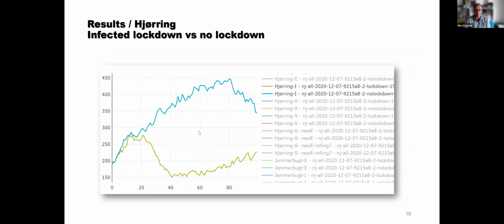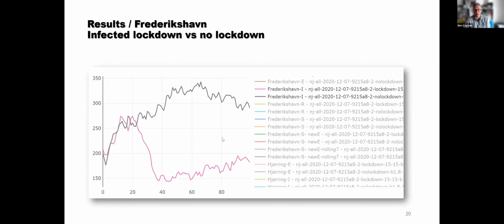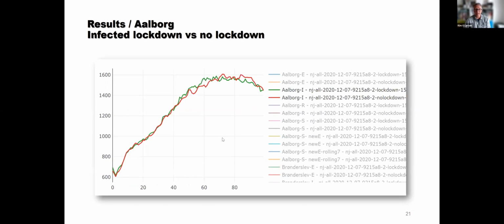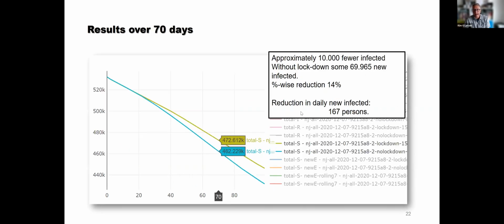And here you look at one of the municipalities. This is Hjørring, so you can see an even bigger positive effect of the lockdown that was happening. And here you see Frederikshavn, another one. And here's Aalborg, the biggest of the municipalities, and there nothing really happened. This was because it is a big municipality. But what you can say is that approximately in this entire region, 10,000 people fewer were infected due to the lockdown, and in terms of daily infected people, it was 167 persons.